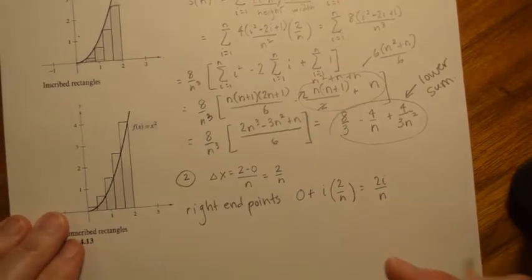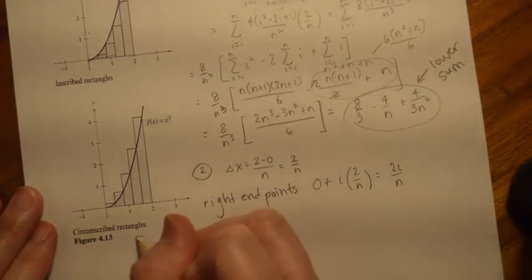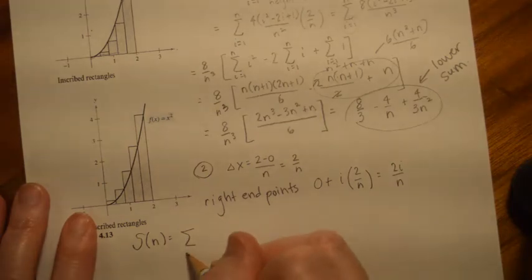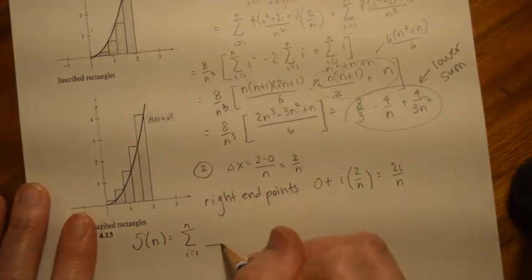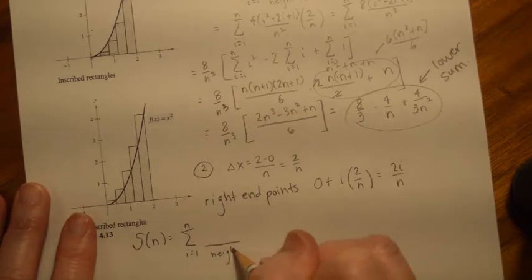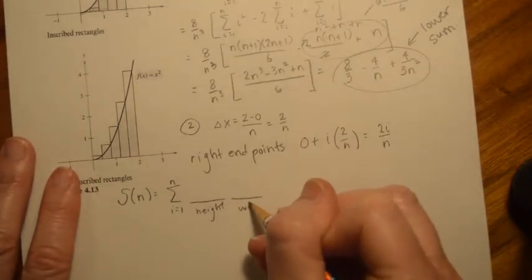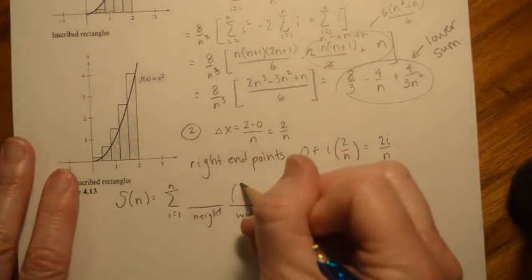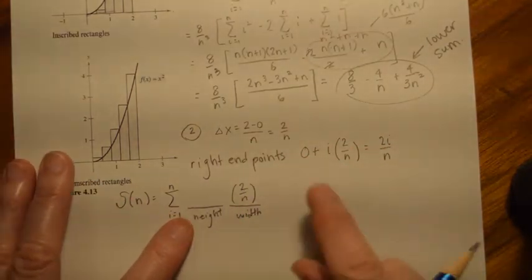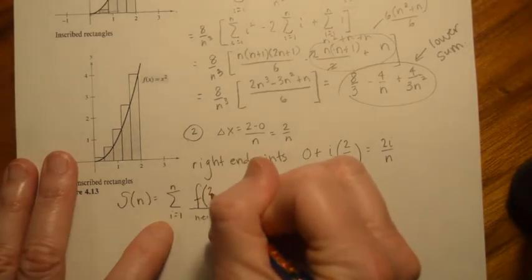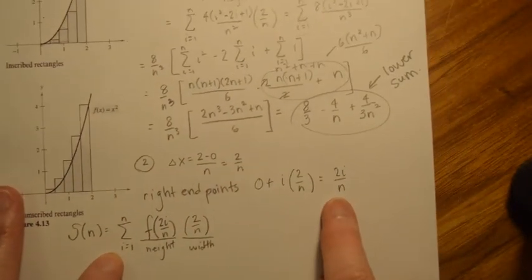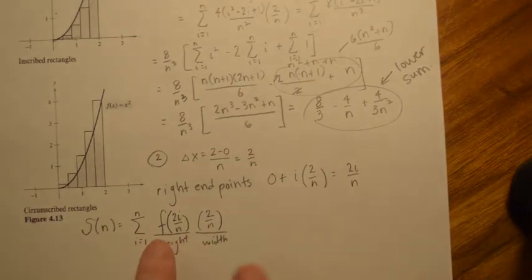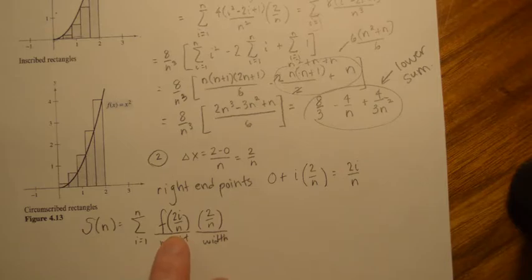All right, so then we want to find upper S sub n. And so again, we need to find sigma i equals 1 to n. This is going to be the height times the width. Our width is still delta x, which is 2 over n, and our height is going to be f of 2i over n. Again, that's the height at that endpoint, which is why we've got the f of 2i over n.